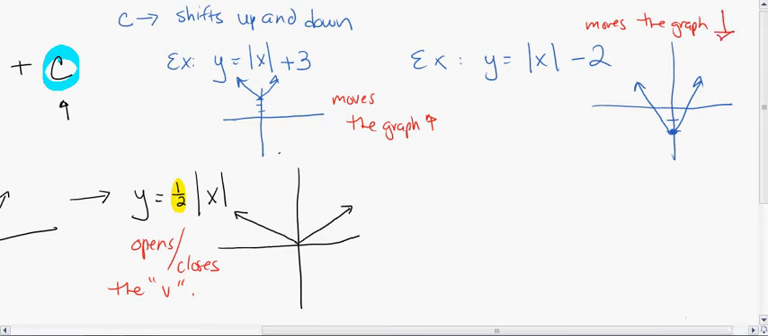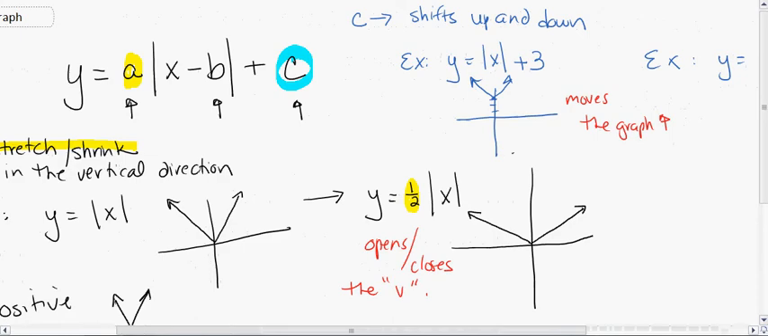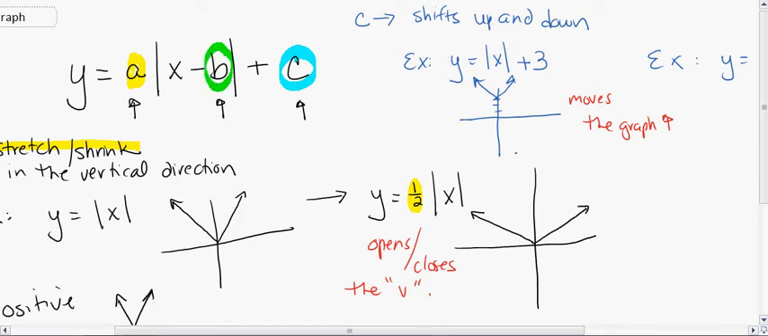So that takes care of the C. The C is shifting things up and down. The A is stretching or shrinking vertically, and it's in charge of whether the graph is right side up or upside down. Upside down if it's negative, right side up if it's positive. We still have to figure out about the B, though. So what is this B doing? Whatever's inside the absolute value bar, so whatever number you're adding or subtracting, is moving things left to right.